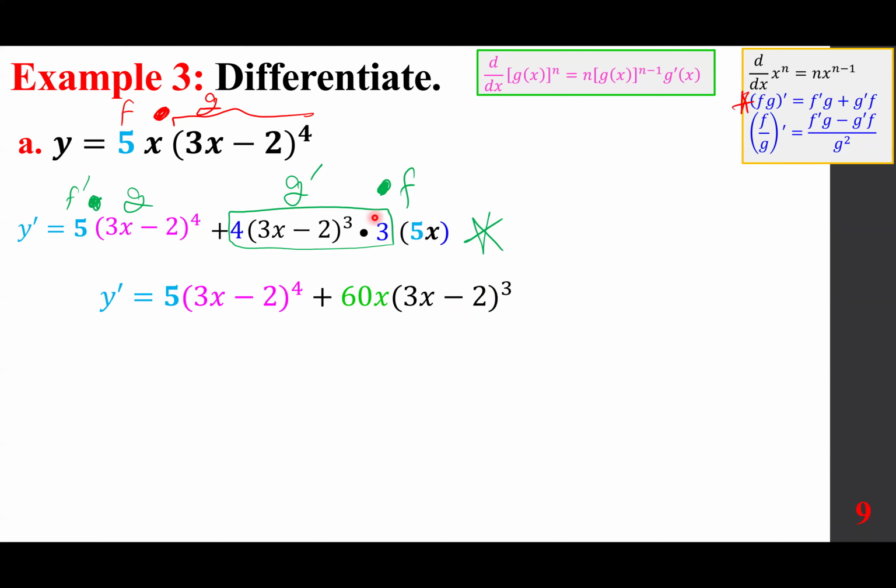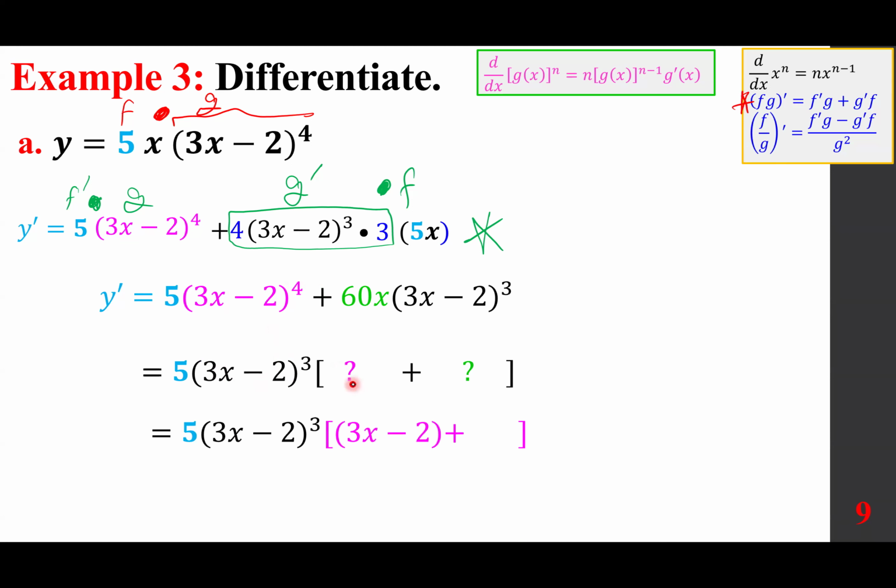So we use the smaller exponent, namely cube. 60 and 5, they have 5 in common. So the GCF is 5 times 3x minus 2 cubed. That's the GCF, everybody, the greatest common factor between these two. So when you divide this one by this one, it just gives you 3x minus 2 to the power of 1, or simply 3x minus 2. When you divide this one by this one, this completely goes away. 60x divided by 5 is 12x.